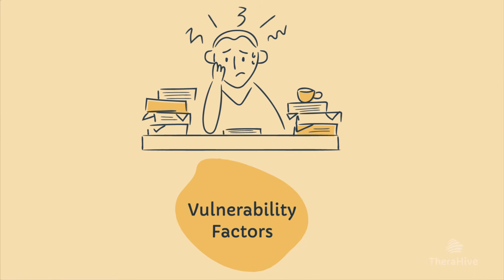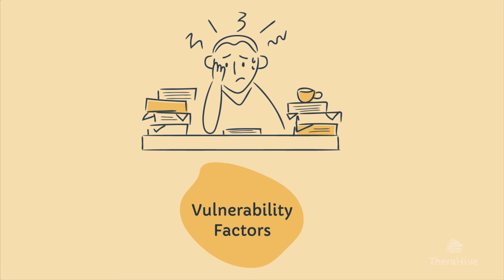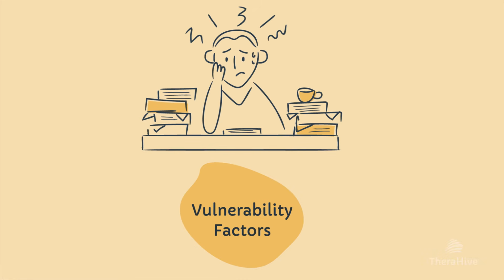Alex acknowledges that he had some vulnerability factors going into the evening. He was exhausted from work and feeling stressed out about an upcoming project. These factors made him more vulnerable to Molly's comments than he might have been otherwise.